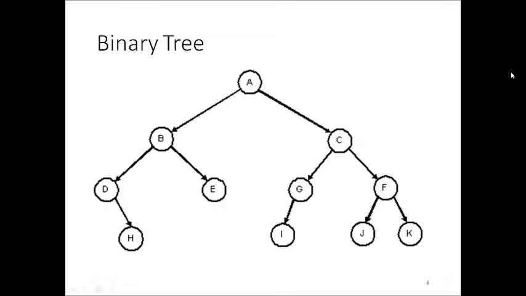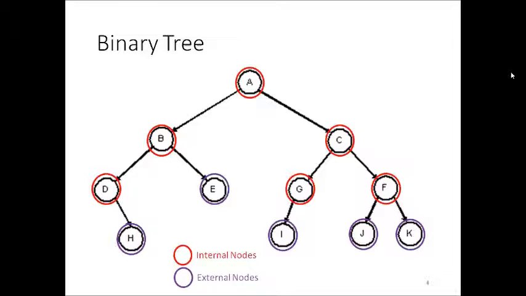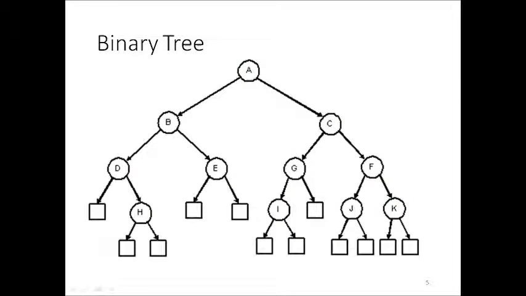For example, in this binary tree, nodes A, B, C, D, G, F are internal nodes, where nodes A, B, C, and F have two non-empty links, node D has only a non-empty right link, and node G has only a non-empty left link. Nodes E, I, J, K, and H are all external nodes or leaf nodes, where both links are null pointers. We can also extend the representation of a binary tree by drawing the empty links as squares, as shown in this slide.